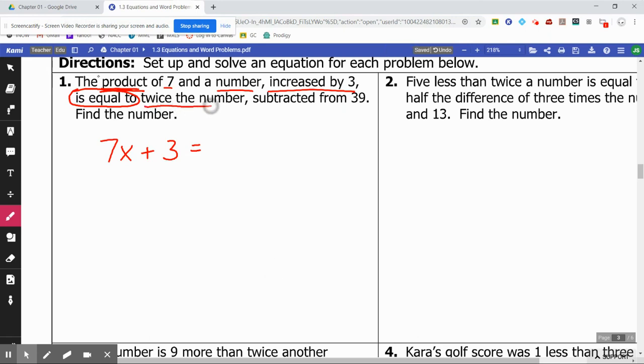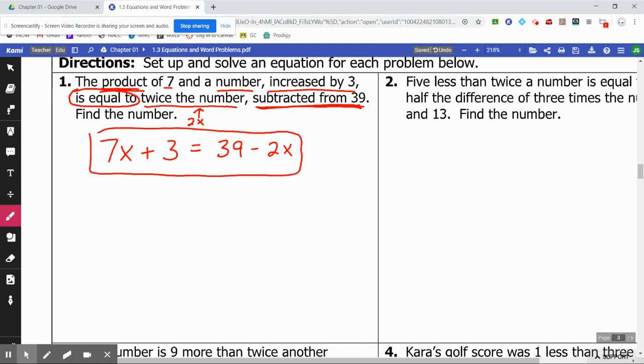Twice the number subtracted from 39. So twice the number, that's going to be 2x, but we've got to subtract that from 39. So we got to do 39 minus 2x. 2x subtracted from 39, and then we're simply solving it. Okay, so that's our equation from our information.